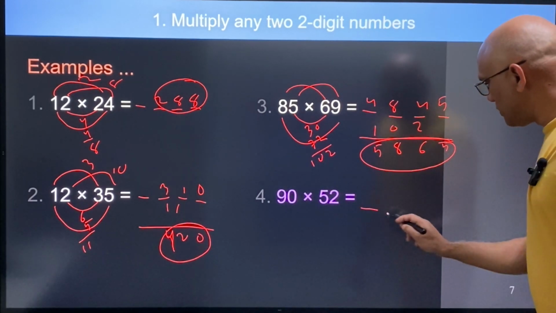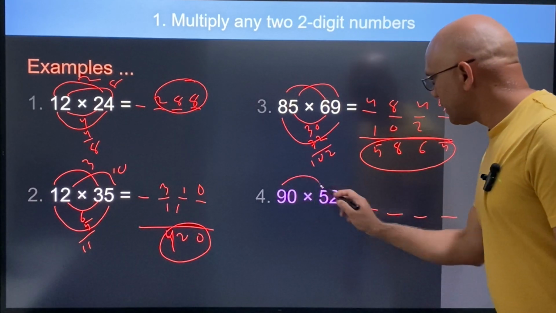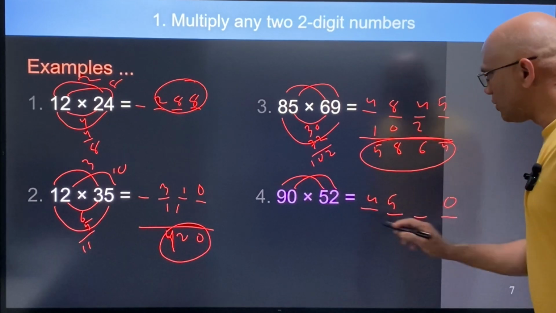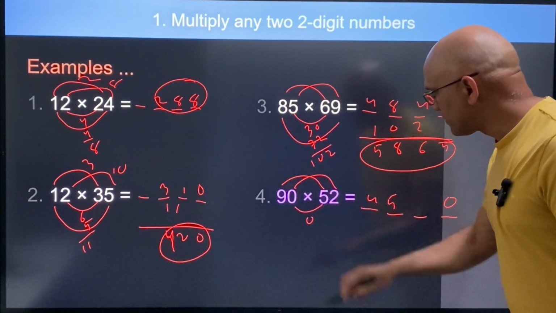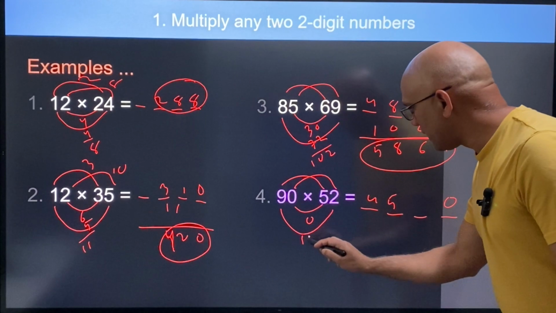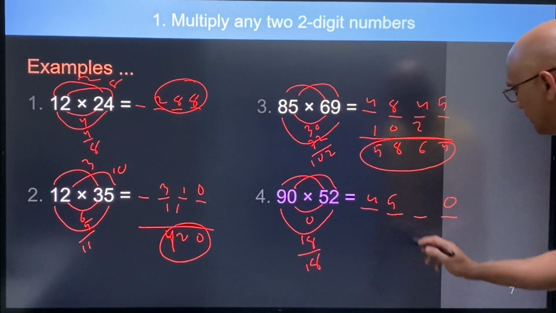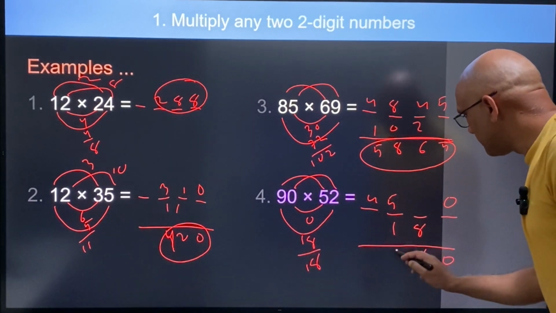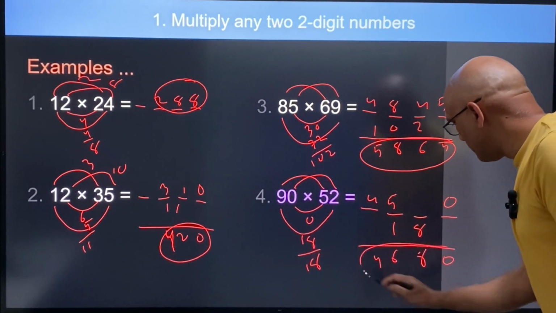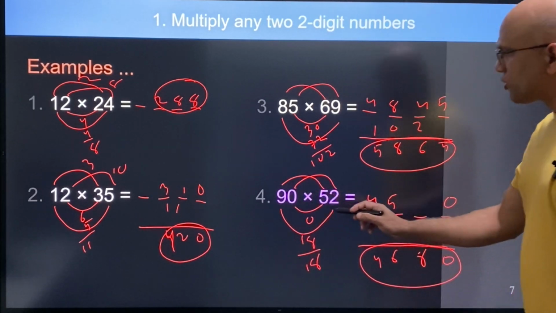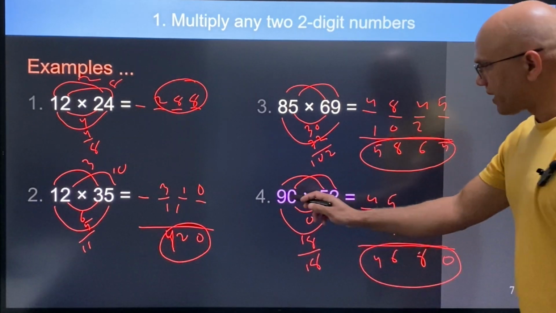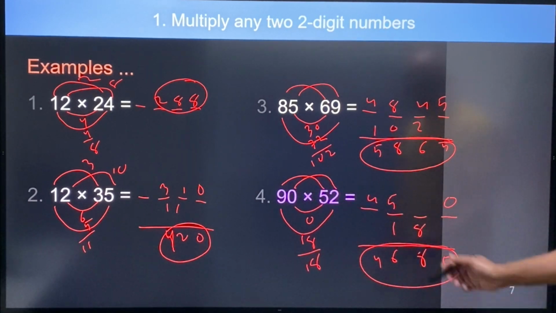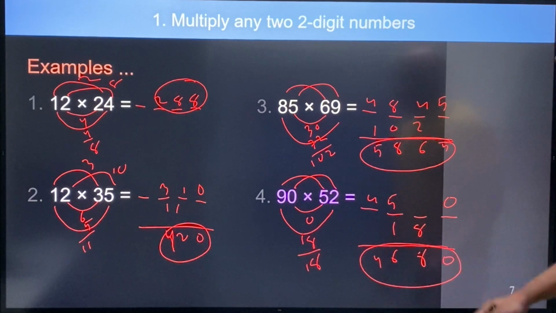And here again 1, 2, 3, 4. 9 times 5 is 45. 0 times 2 is 0. 0 times 5 is 0. 9 times 2 is 18. So this is 18. 0, 8, 6, 4. This is the final answer. This you can also verify because there is a 0, it is easy to multiply, right? So 9 times 2 is 18, 1 carry over. 9 times 5 is 45, plus 1, 46, and then 0, right?